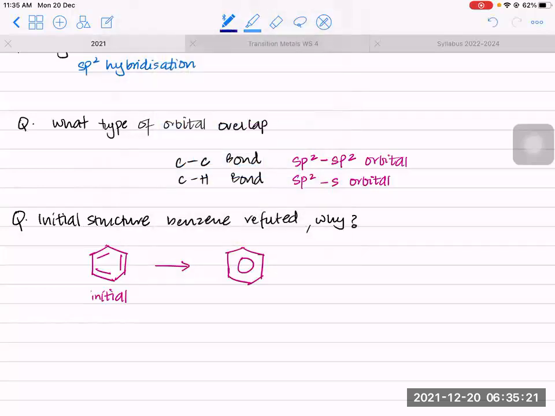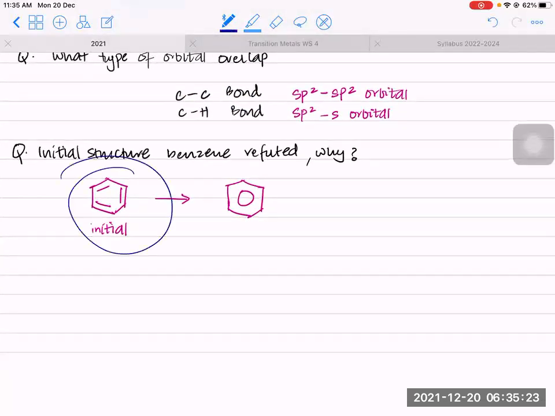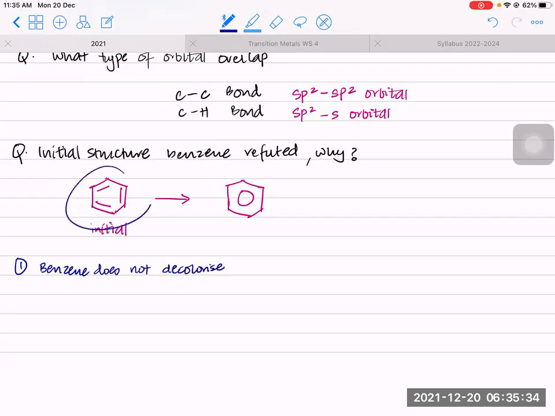So let's see. The initial structure, which is this, was refuted because benzene does not decolorize aqueous bromine. Just like alkenes, we think that this also has a double bond. So this should also decolorize bromine, but it does not decolorize aqueous bromine. Therefore, this is a misrepresentation of the structure of benzene. We think it looks like an alkene, it has double bonds, it should decolorize bromine, but it does not.